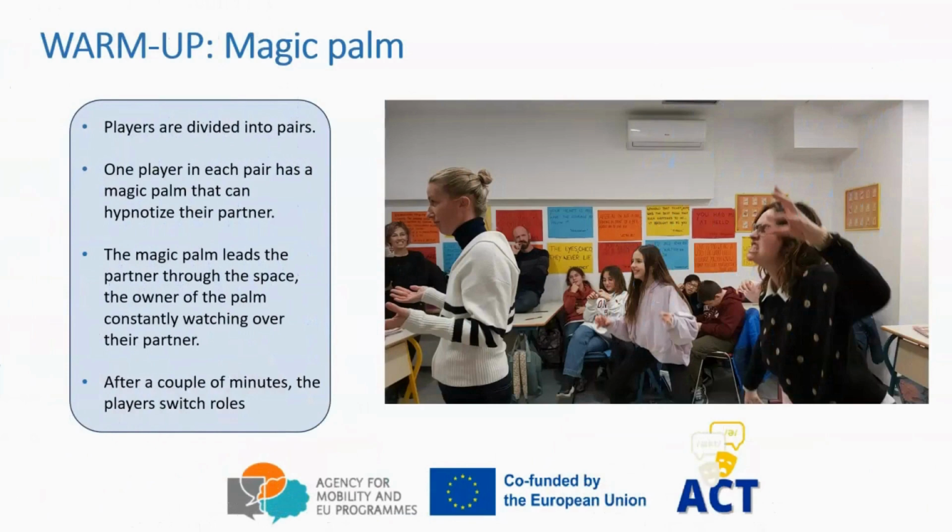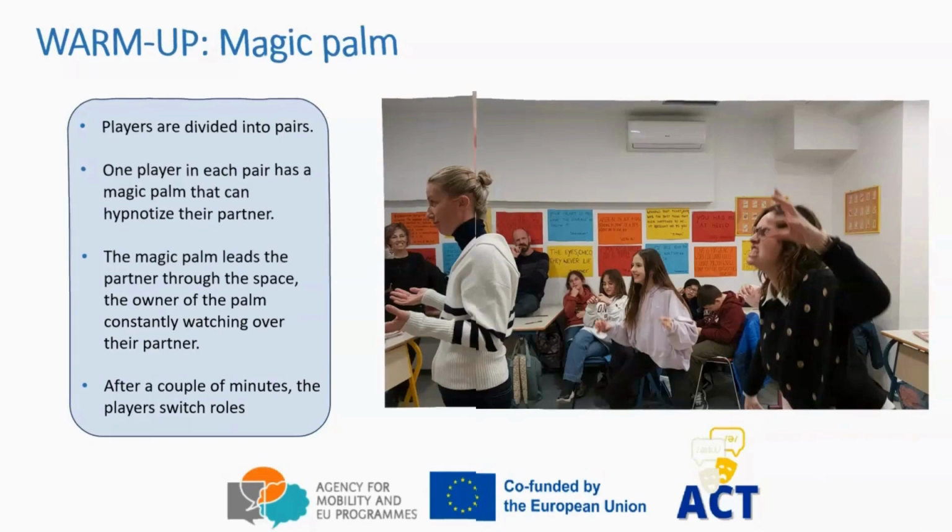Warm-up. Magic Pawn. Players are divided into pairs. One player in each pair has a magic pawn that can hypnotize their partner. The magic pawn leads the partner through the space, the owner of the pawn constantly watching over their partner. After a couple of minutes, the players switch roles.